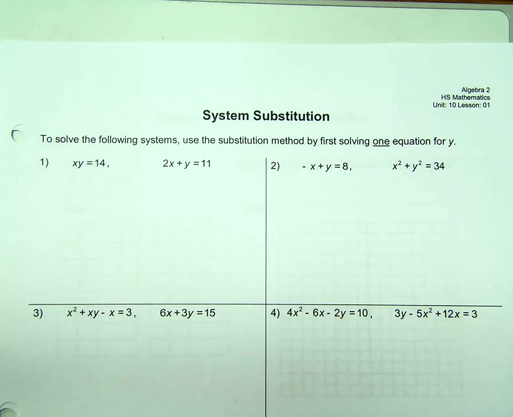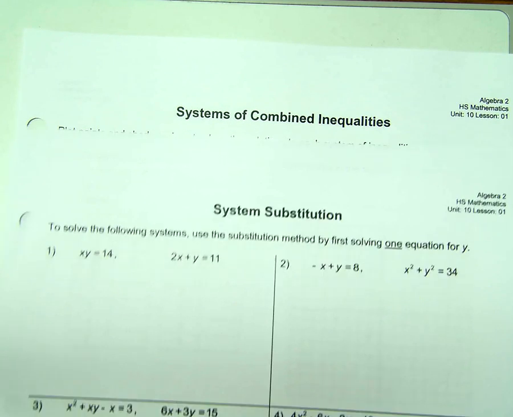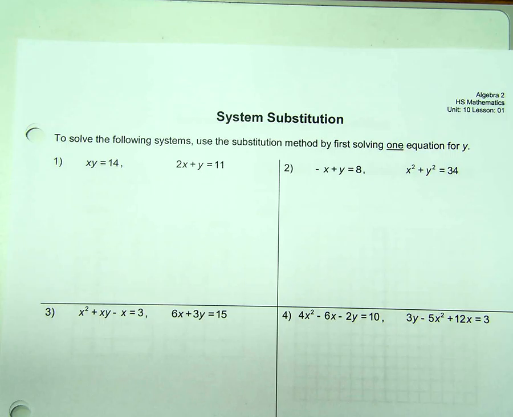Alright, today we're going to do two worksheets. One of them is called System Substitution, and one of them is called Systems of Combined Inequalities. Okay? They're kind of two different, not exactly the same type of things, but they're both relatively short worksheets, and we can get them both done today, and that'll save us a day in our lessons. Okay? So let's start by looking at number one.